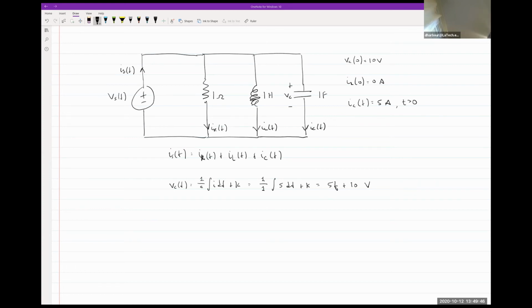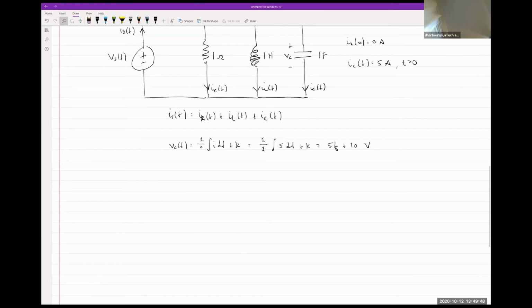So with that, then, that's the voltage across the resistor. That's the voltage across the inductor. So for IR of t, the current that's going down through the resistor, we go back to the law we have for resistors, which is Ohm's law, that we just need V over R. So we have 5t plus 10 over 1. So just 5t plus 10 amps through the resistor.